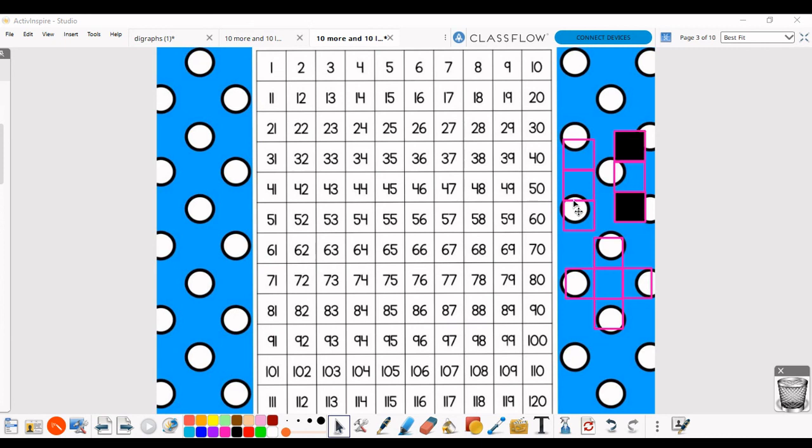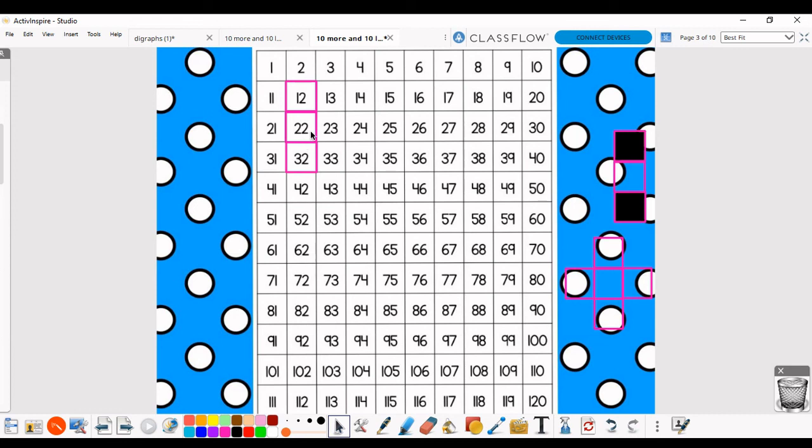So let's practice with a number. We're going to find 10 more and 10 less of the number 22. The number 22 is highlighted in the middle, and that reminds me what number I'm working with.